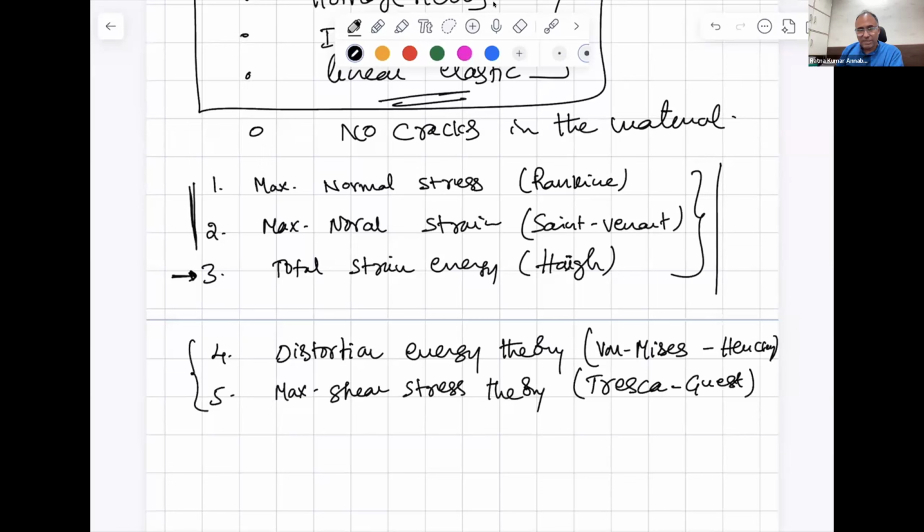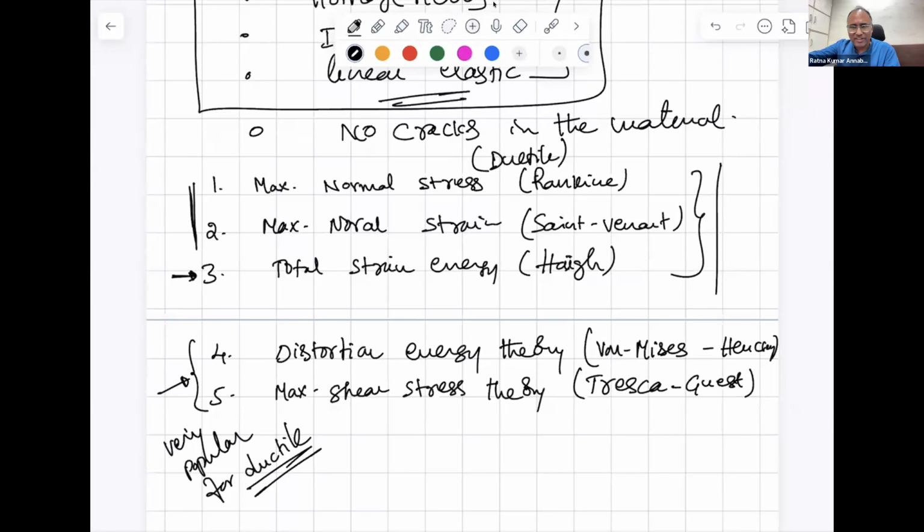These two theories are extremely popular for ductile materials. All these theories are for ductile materials only. They are very popular for ductile materials, and these two theories match excellently with the experimental data. And what is the reason for them matching excellently with experimental data and why they are more popular is something that we will see in tomorrow's class. Is that okay?